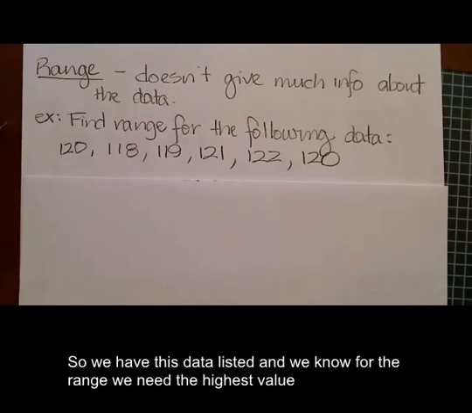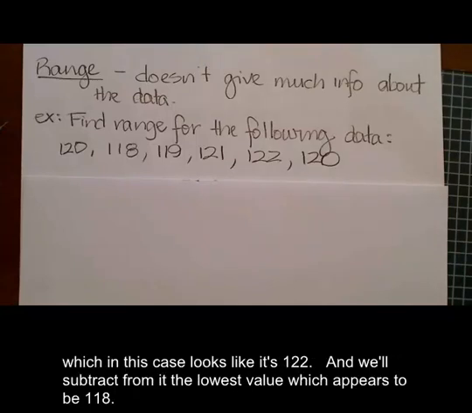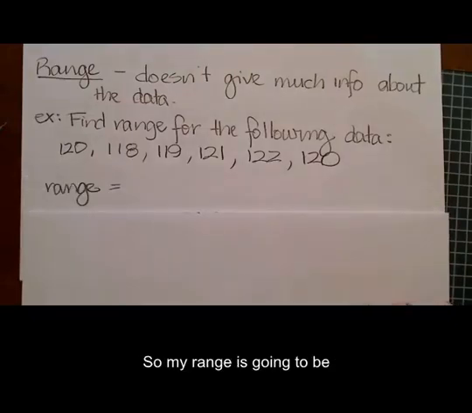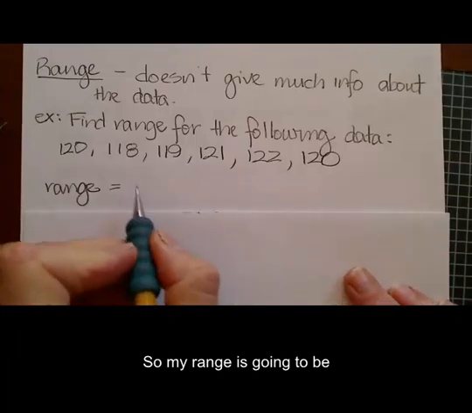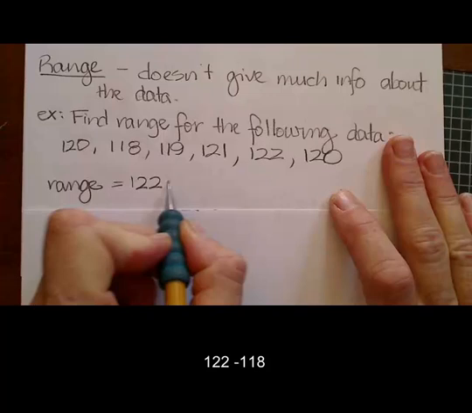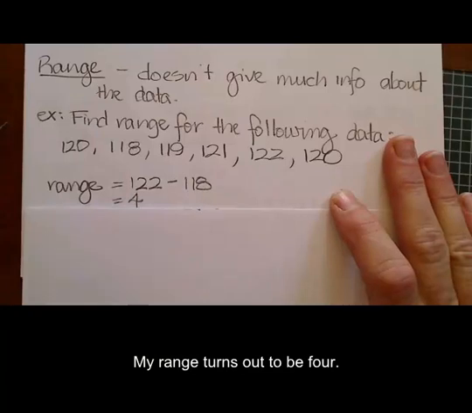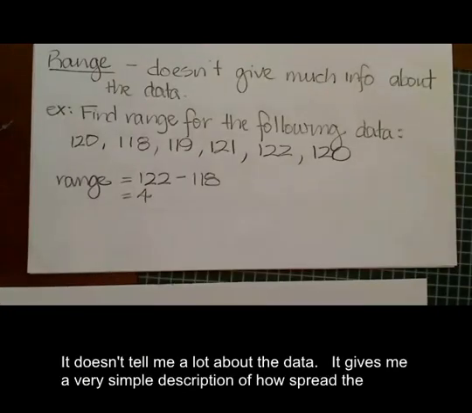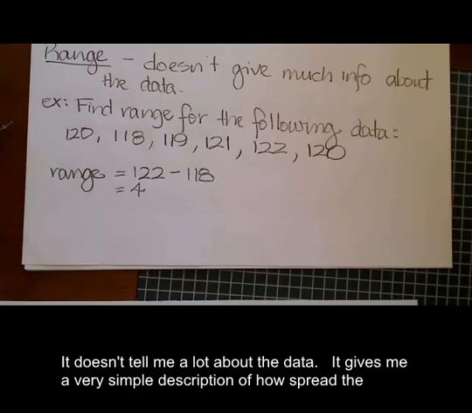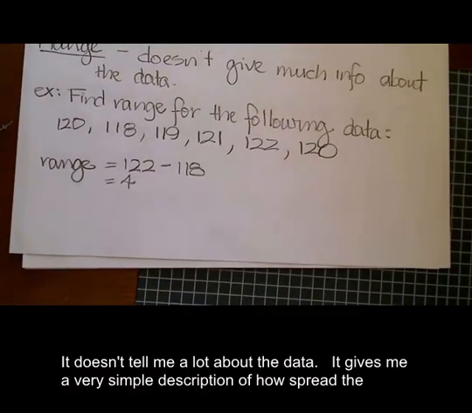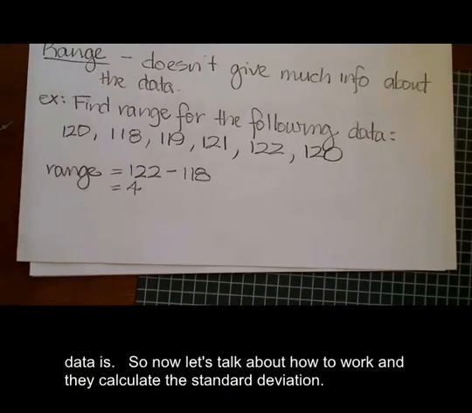So we have this data listed, and we know for the range we need the highest value, which in this case looks like it's 122. And we're going to subtract from it the lowest value, which appears to be 118. So my range is going to be 122 minus 118, and my range turns out to be 4. It doesn't tell me a lot about the data. It gives me a very simple description of how spread out the data is.